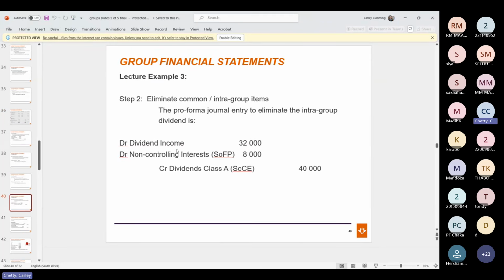So here we are debiting dividend income. We are reversing the intra-group dividend, and we are debiting non-controlling interest. We are giving the non-controlling interest their share of the dividend, and then we are crediting dividends Class A with 40,000. So we are showing the total dividend of 40,000, then we're eliminating the portion of 32,000 that was paid to the parent. And then we are giving the non-controlling interest their portion.